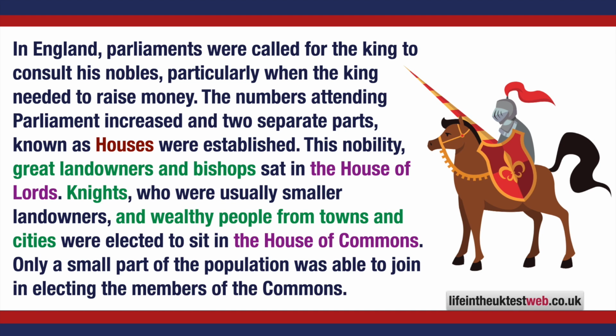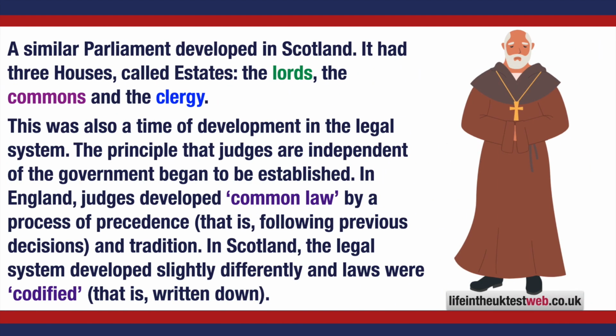Knights, who were usually smaller landowners, and wealthy people from towns and cities were elected to sit in the House of Commons. Only a small part of the population was able to join in electing the members of the Commons. A similar parliament developed in Scotland. It had three houses called estates: the Lords, the Commons, and the clergy.